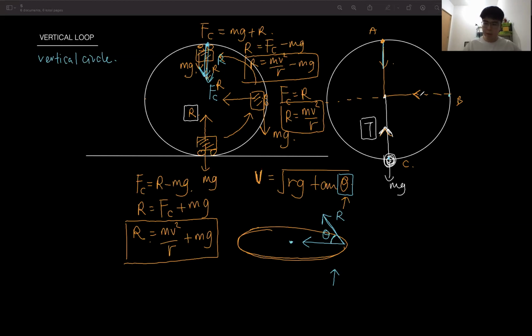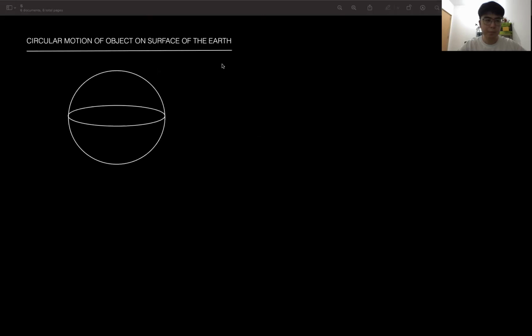Okay, last is the Earth rotation. Circular motion of an object on the surface of the Earth.